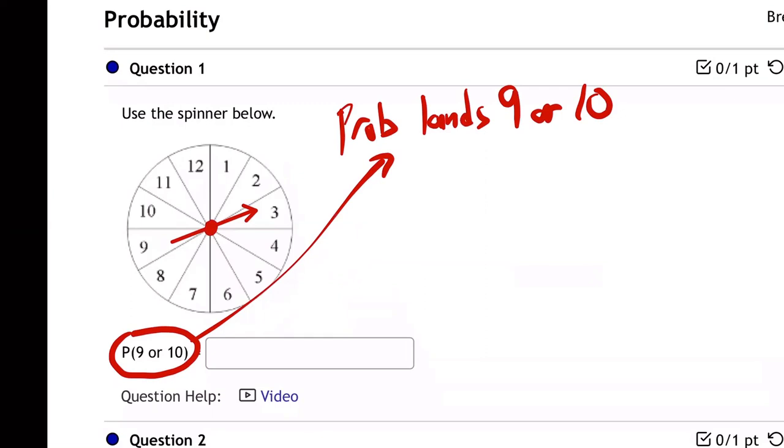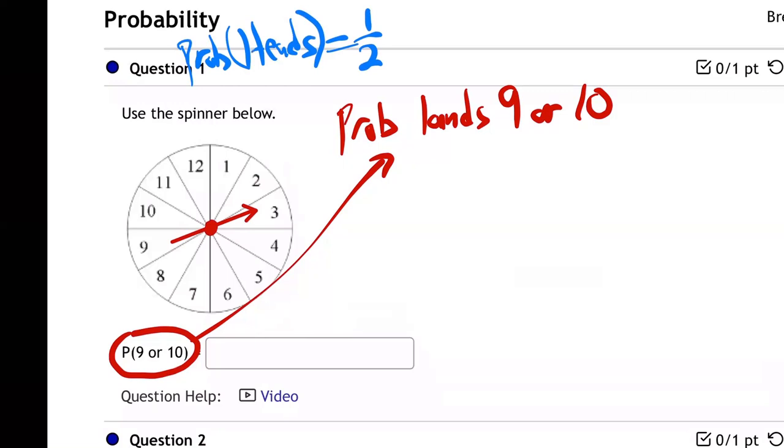Have you ever done much probability? What's the probability if you flip a coin that you're going to get heads? Yeah, half, 50%, however you want to say that. We all know the probability of heads is a half. Why is it a half? Because it's one out of the two things that can happen. You get heads or tails. Heads is one of the two things that can happen.